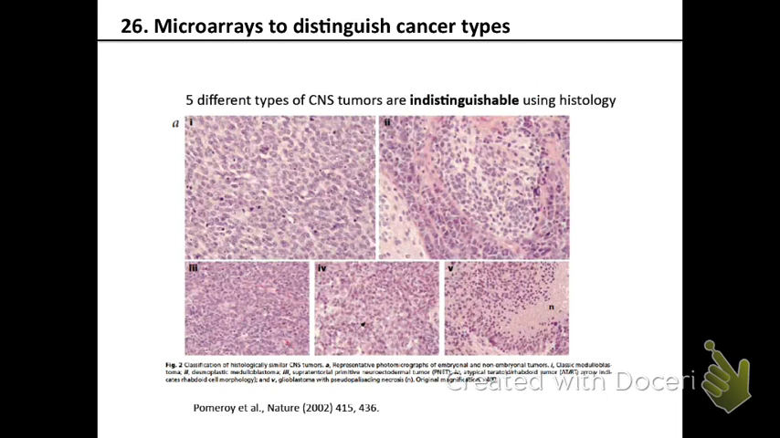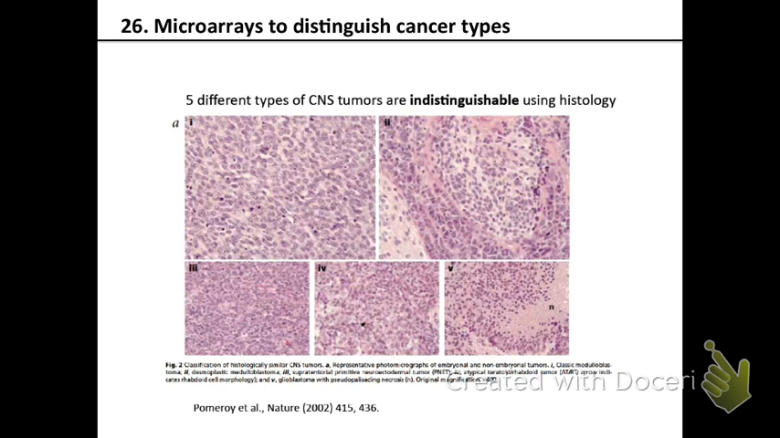So this kind of diagnostic tool works really well for types of cancers where the histology is not very good, very powerful in distinguishing different types of cancers. And the reason why doctors sometimes want to know different types of cancers is their treatments are going to be different, okay? So what they want to know is, for example, these central nervous system tumors that are indistinguishable using histology, the doctors want to know, are they actually different?